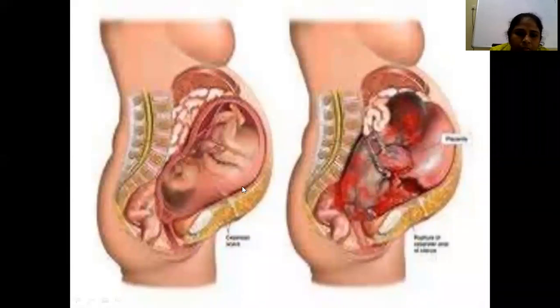This is the normal uterus. This is the cesarean scar, and here the rupture has occurred. See the baby, the cord, umbilical cord, placenta, everything is in the abdomen. Here you can see the bowels, and this is the uterus, and there is severe bleeding.